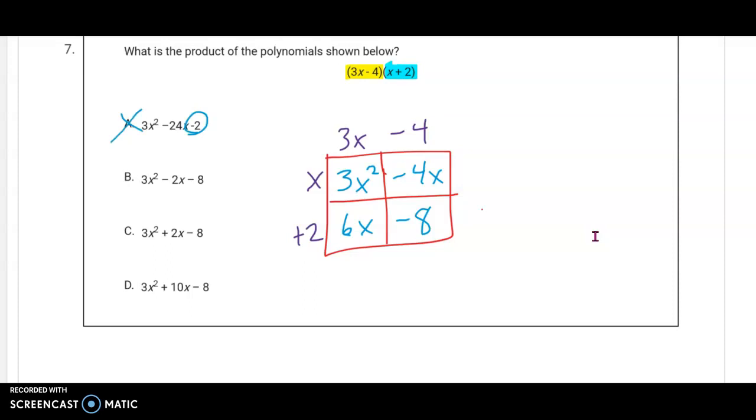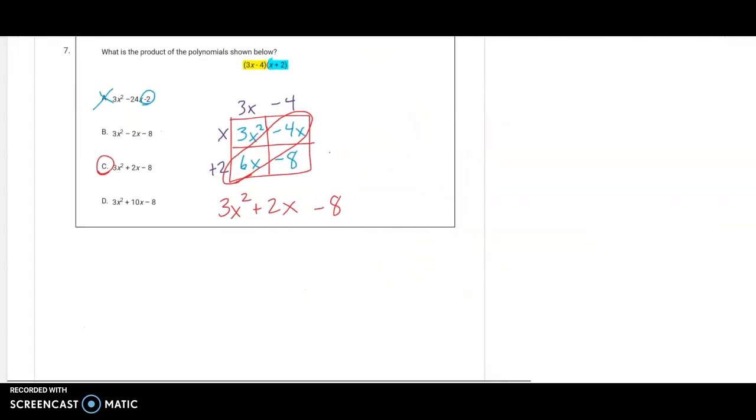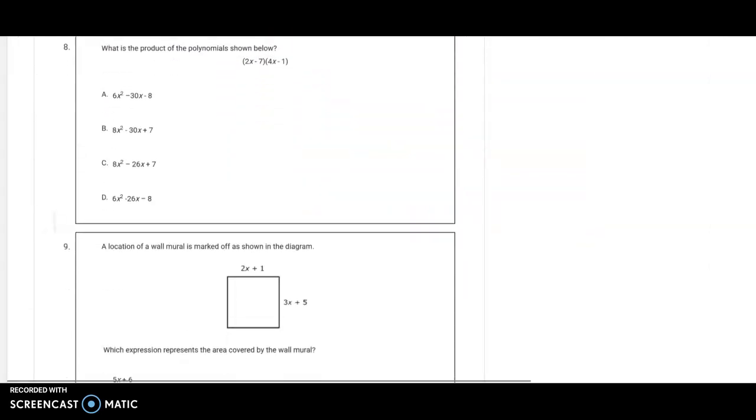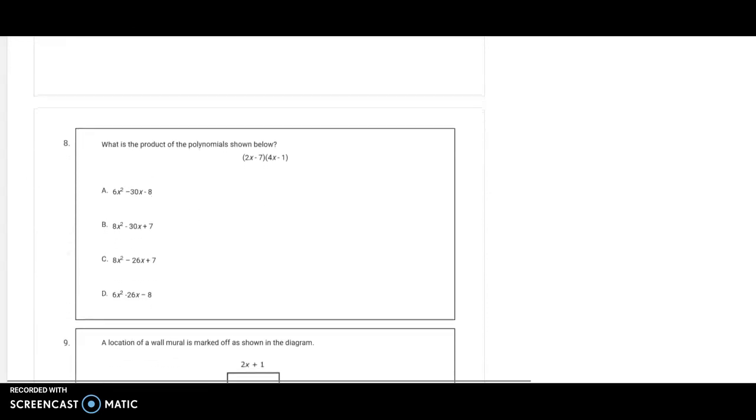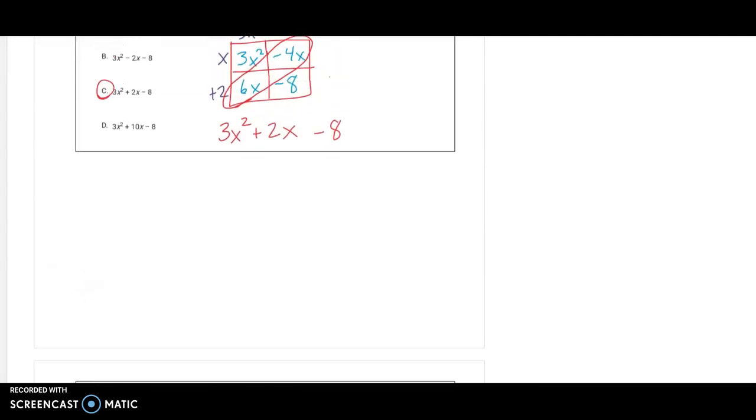Now, to find out what that middle number is, remember you have to combine any terms that are alike. The 3x squared is the only x squared. The minus 8 is the only constant. But when you combine your x's, combine meaning add, 6x plus negative 4x is positive 2x. So I want you to take some time now and try 7 and 8, or sorry, that was 7. Try 8 and 9 and 10. They're all multiplying, and I'm going to post the answers in just a moment. So pause the video, try those ones, and then I'll post the answers.